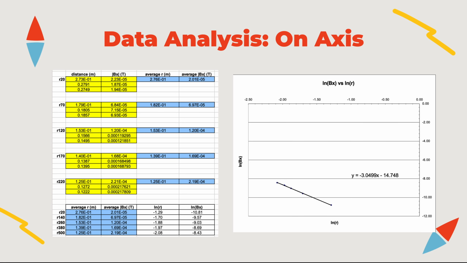So here you can see the data collected for the on-axis measurements. By plotting ln Bx against ln r, I generated a linear regression, and the resulting equation right here provided us with the slope right here, which is negative 3.0499. That will be used in the calculations on the next slide.